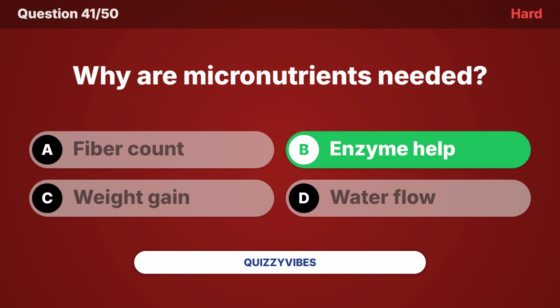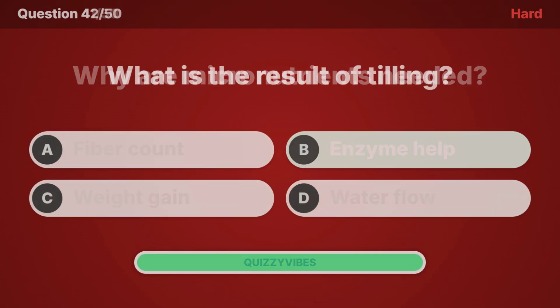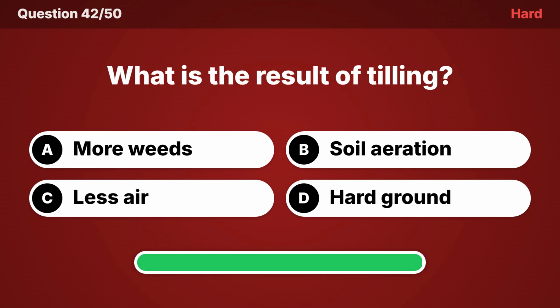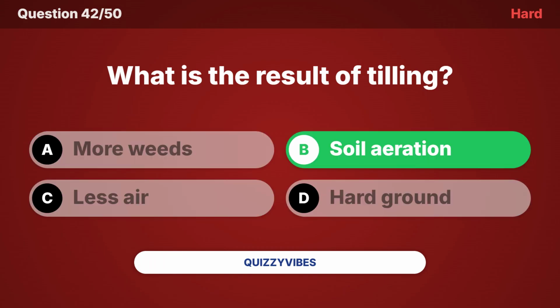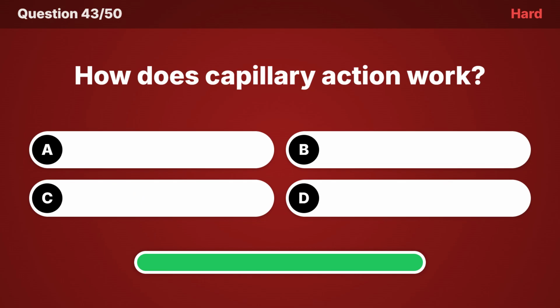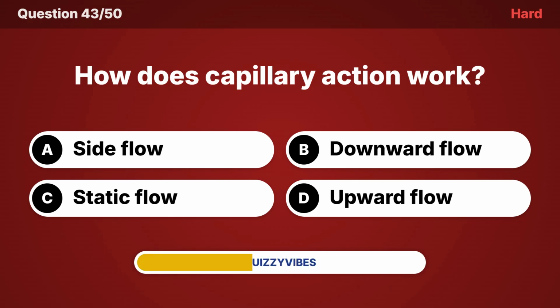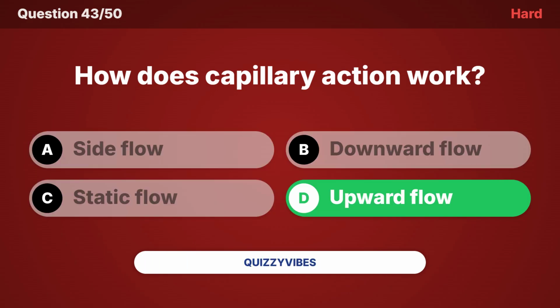The answer is enzyme help. What is the result of tilling? Here is the answer. Soil aeration. How does capillary action work? And the answer is upward flow.